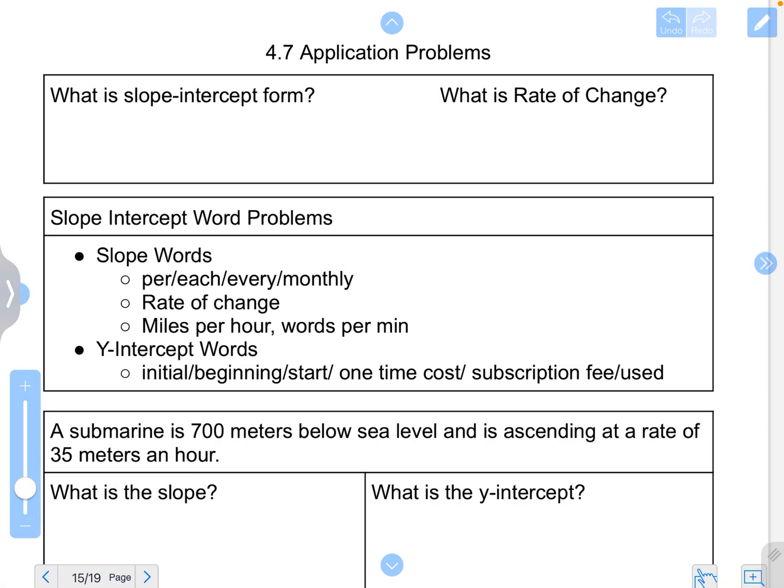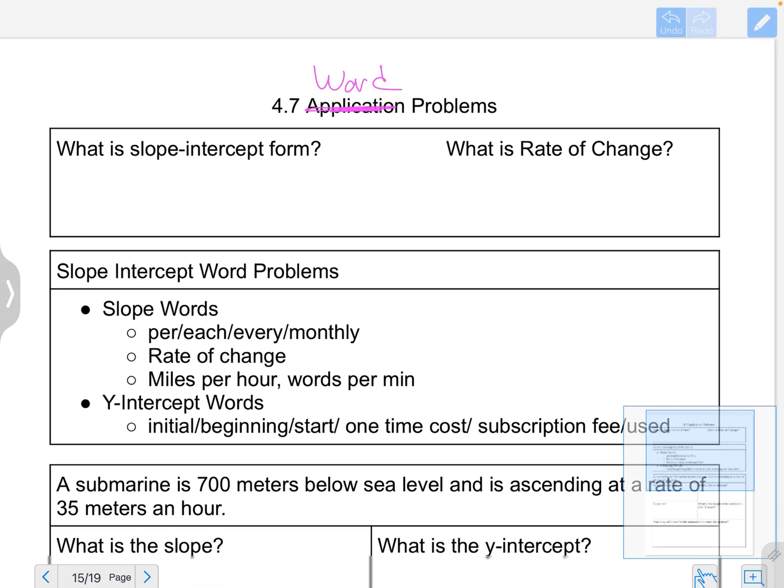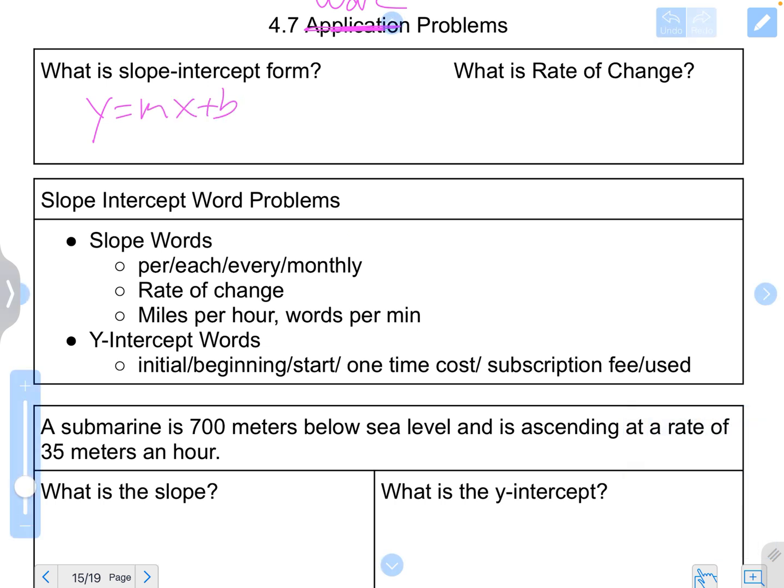All right, welcome to Miss Taylor's class notes, and today we're going to talk about application, which is just a fancy way of saying word problems. So we need to remember that our slope-intercept form is y equals mx plus b. We need to remember that rate of change means slope or m or rise over run.